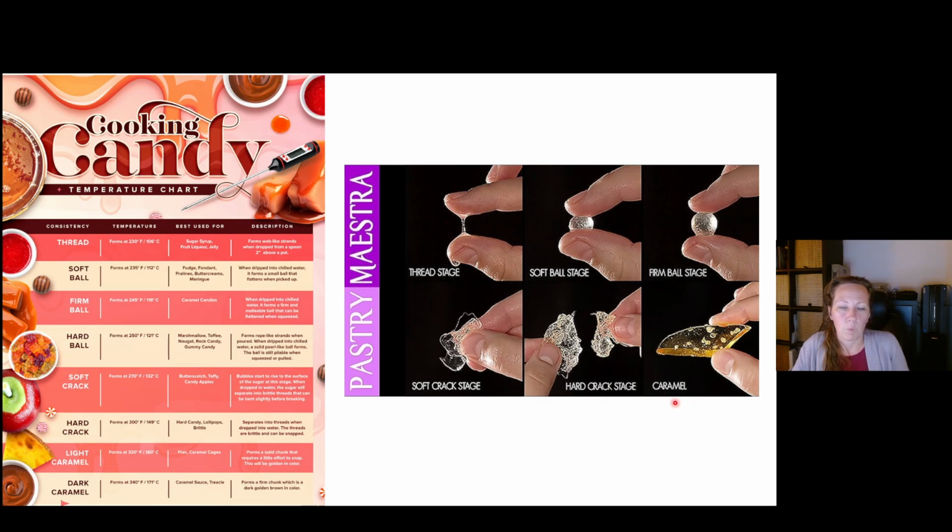And then once we've gotten rid of all of the water, we get into the caramel stages. So light caramel is where, like I said, all the water's been boiled away and the sugar is liquid, and a light amber in color. And then dark caramel, 20 degrees higher at 340 degrees Fahrenheit, is brown in color due to caramelization that has happened.